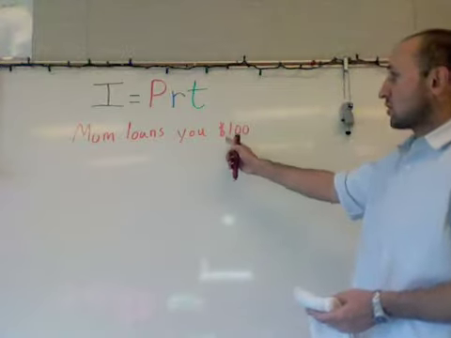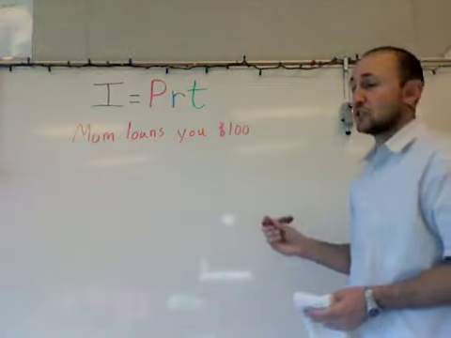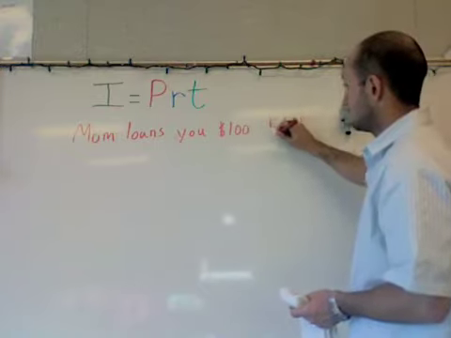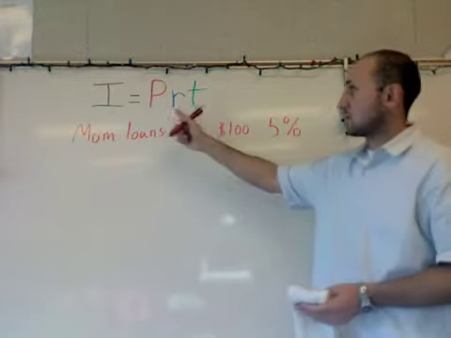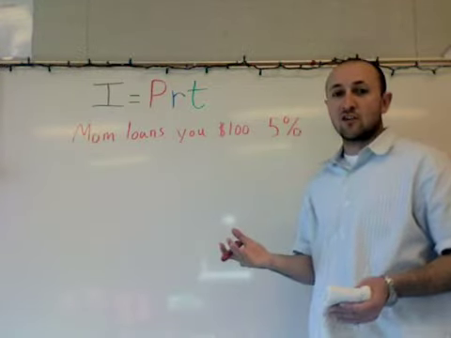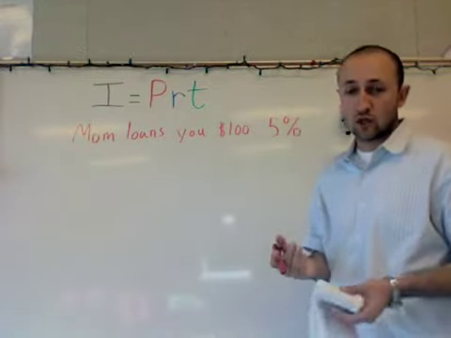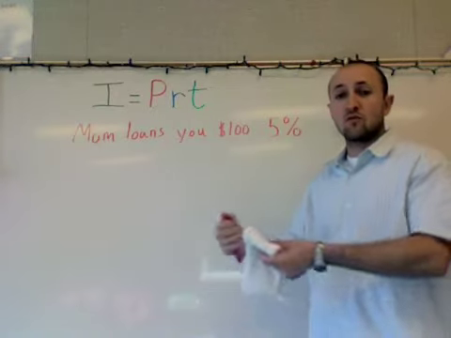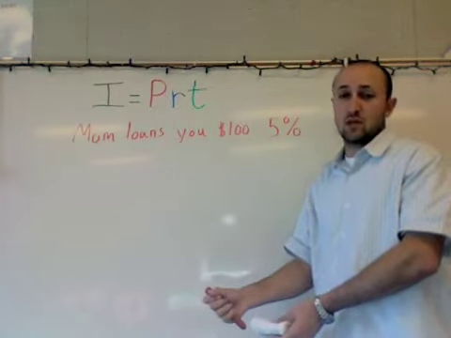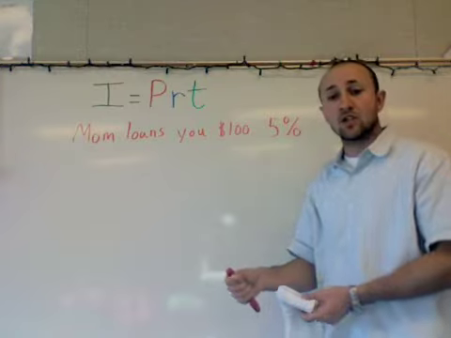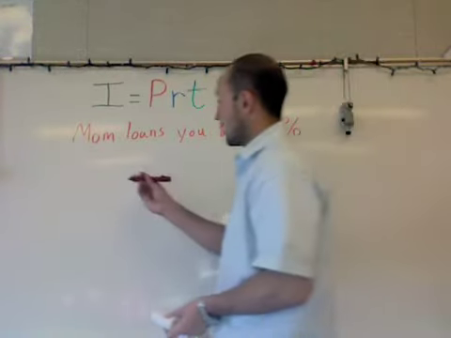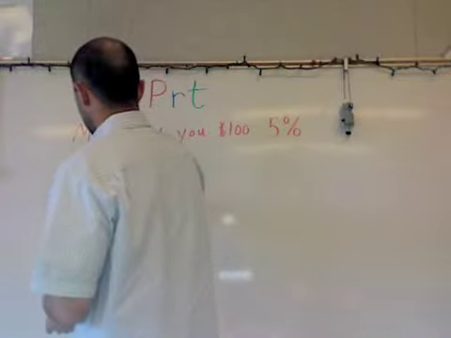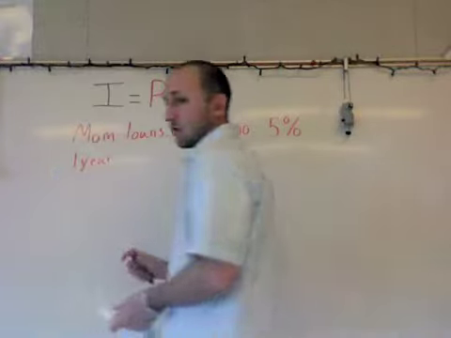So let's say that they're going to charge you 5% interest. So 5% interest is going to be our rate. And let's say they're going to give you 1 whole year to pay them back. So they give you the $100 up front, and they say, I'm going to charge you $5 interest, and we like to have the money back in a year. So we'll say 1 year.